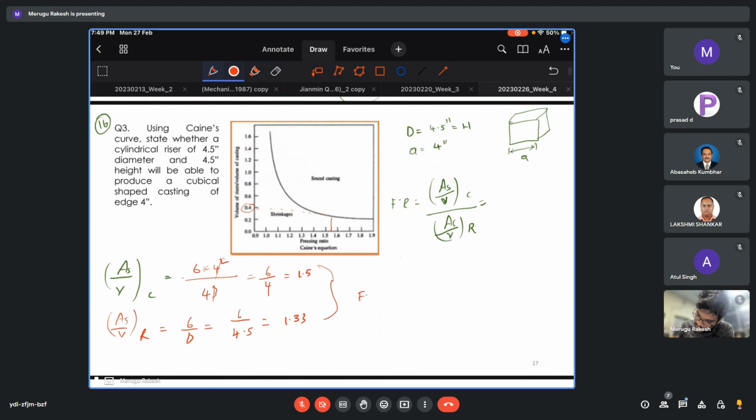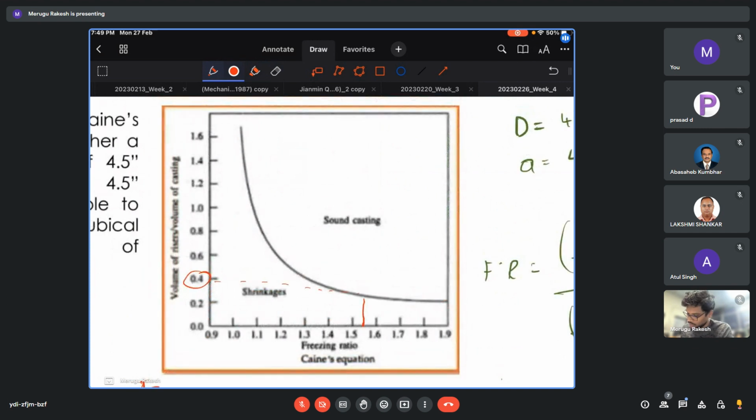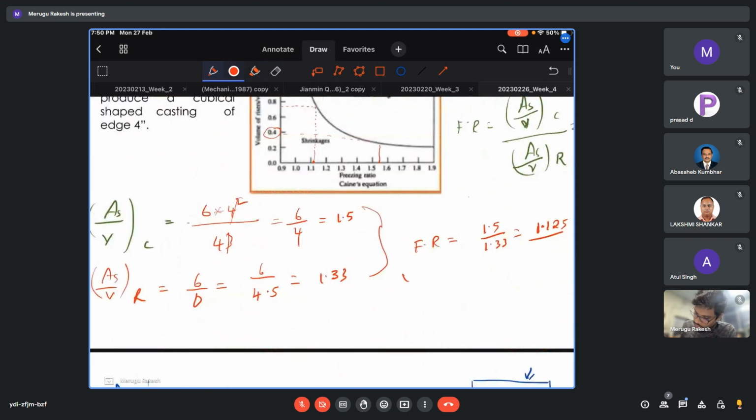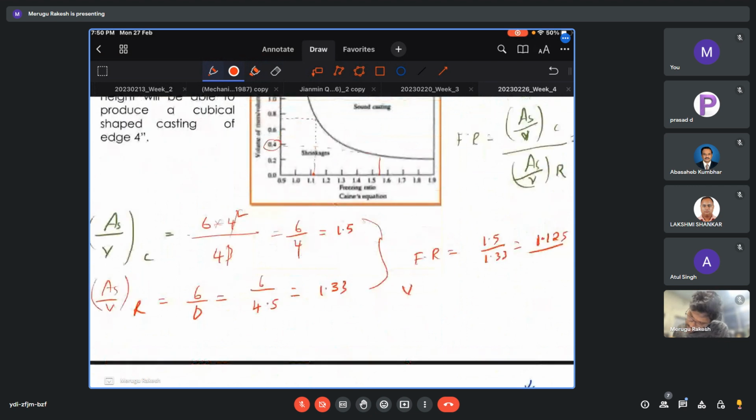Okay. Now the freezing ratio. From this we get freezing ratio is 1.5 divided by 1.33. So we got 1.125. Okay. So now we focus on the diagram. We got 1.125, so it will be around here. Let us match this. So we got around 0.75. Let us take V riser is 0.7 times V casting.